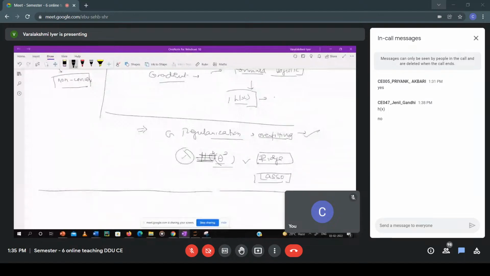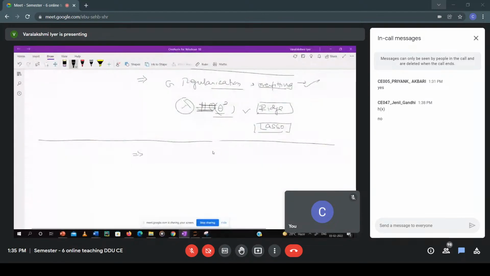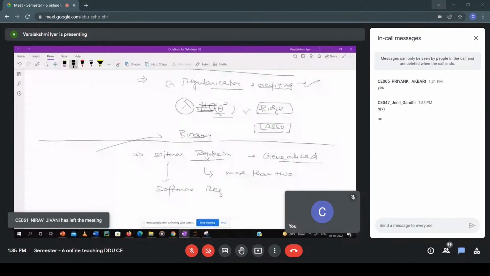Then we started our discussion on softmax regression, which you can also call a generalized form of the sigmoid function. It is a generalized form for whenever you have more than two classes. So far, our discussion of logistic regression was based on binary classification. But when we have more than two classes, we will apply softmax regression on the data set.